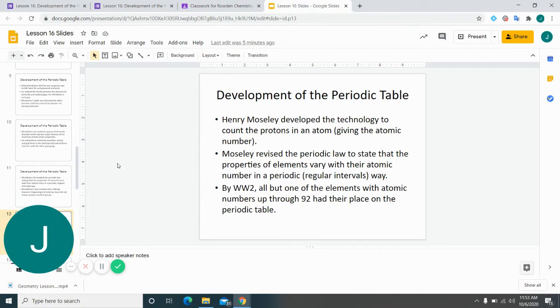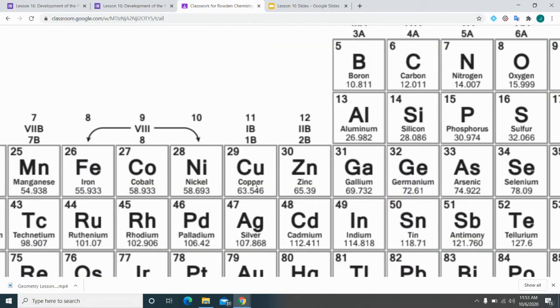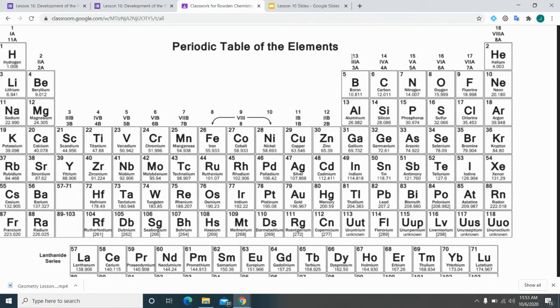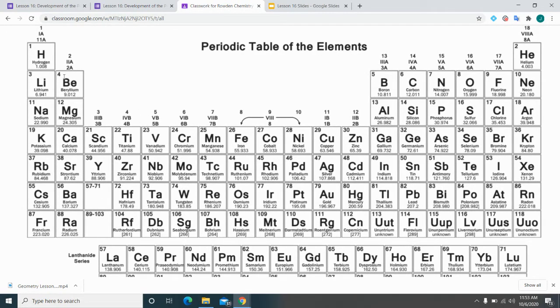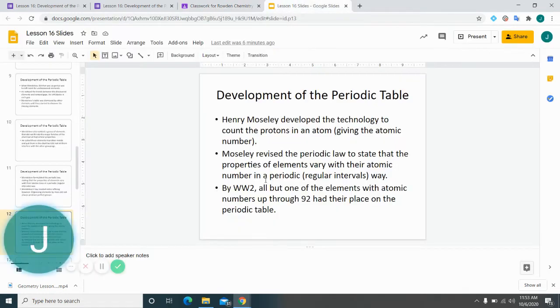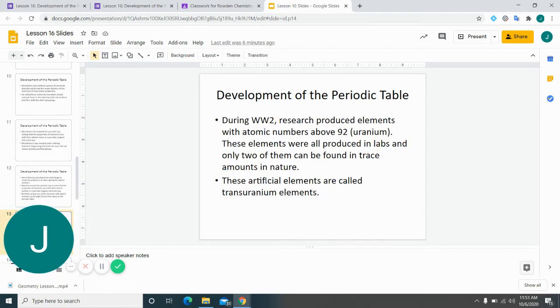So we have Moseley, who developed the technology to count protons. He took the periodic law, and instead of grouping the elements based on mass, he said let's organize them based on protons. Now granted, the average masses still work. It still goes in increasing order, but because the masses can fluctuate, we now organize the periodic table not by mass, but by protons. So 3 protons, 4 protons, go over here, 5, 6, 7. You'll notice it's a very consistent number. So that's what Dobereiner did. That's what Moseley did.